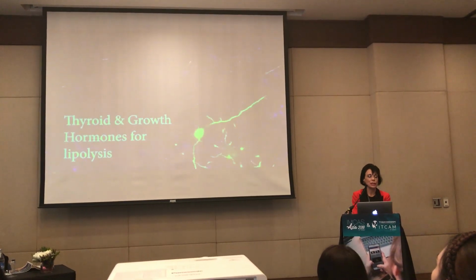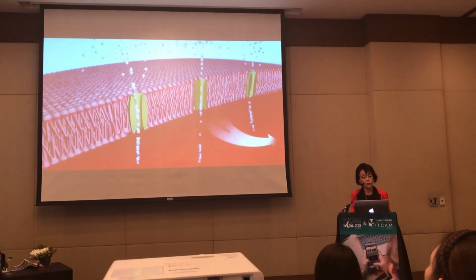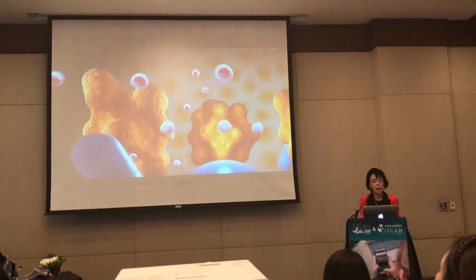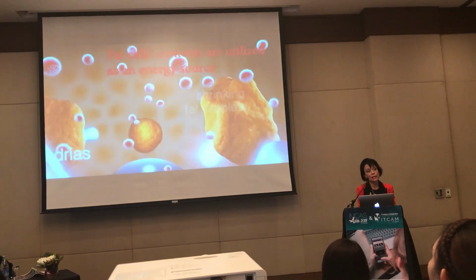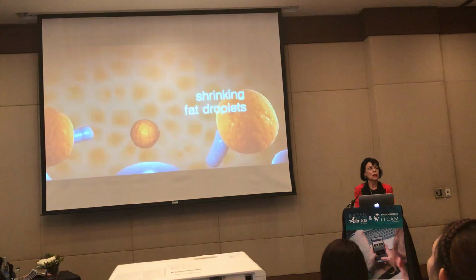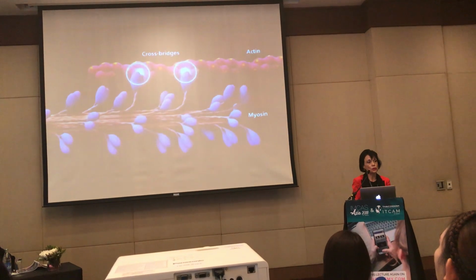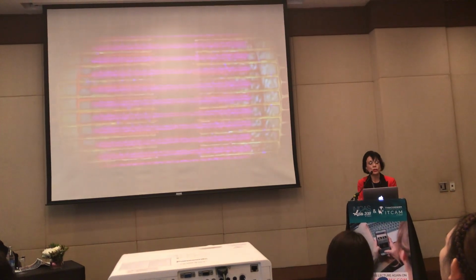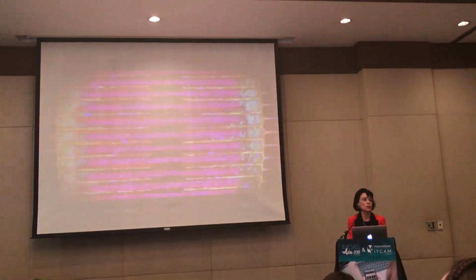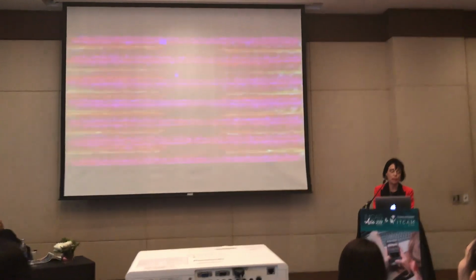It will release thyroid and growth hormones. The insulin signals will enter the cells like they normally do. The adipocytes will start shrinking, and all that energy from the fat cells will get into the bloodstream and will be utilized in the mitochondria to create ATP, and the energy from that will build the muscle through actin and myosin, which are some of the proteins, along with IGF-1.